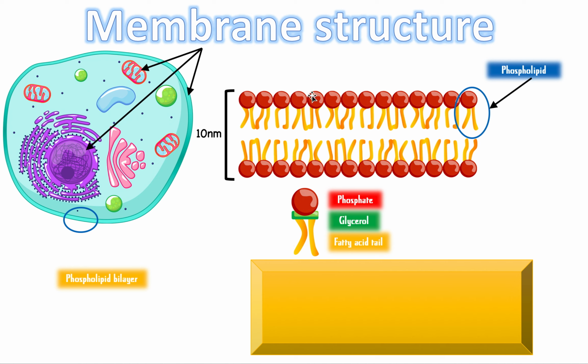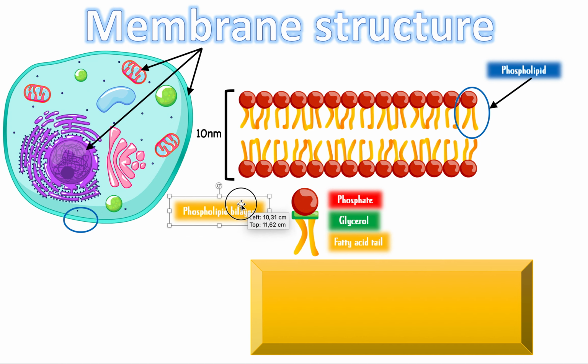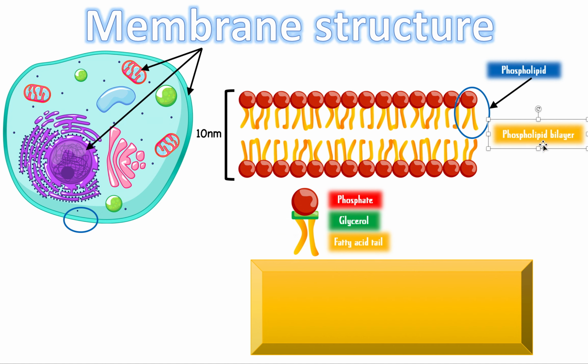Now, this structure is two-layered, right? We've got one layer here and one layer here of phospholipid. So we call this structure a phospholipid bilayer, because we've got a bilayer structure. Bi is the prefix for two. It means two, right? Like bicycle, which has two wheels, or bipolar when you have two contrasting emotions. So bilayer or phospholipid bilayer means two layers of phospholipid. So that's real simple, right?